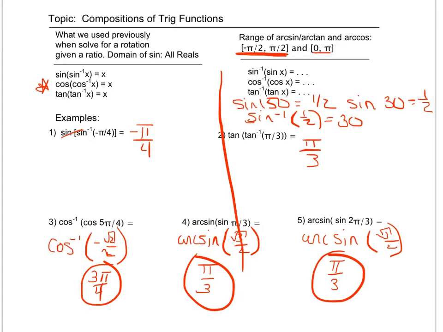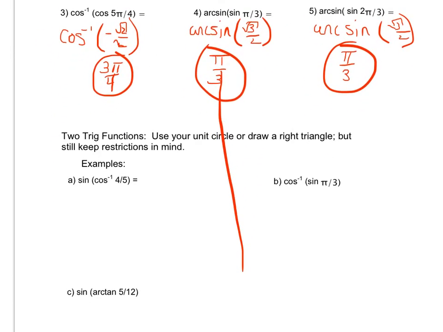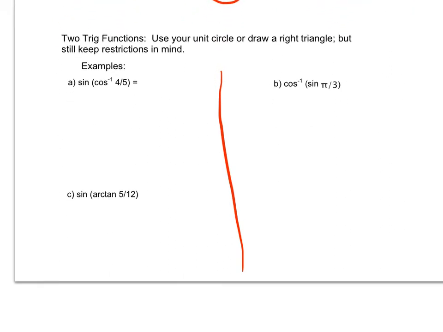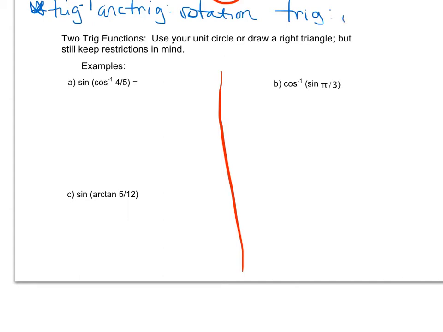Now the next thing we want to look at, as I said a moment ago, is what happens if you have two different trig functions. Well, we're either going to use our unit circle, or we're going to draw a right triangle. One thing we always have to be aware of is that the inverse trig or arc trig function, whether it's sine, cosine, or tangent, is always going to be used to find a rotation. A trig function by itself is always going to be talking about a ratio of sides, which we interpret as a point on our unit circle.